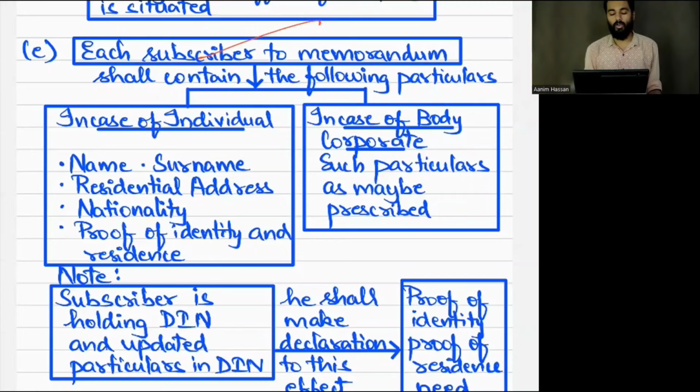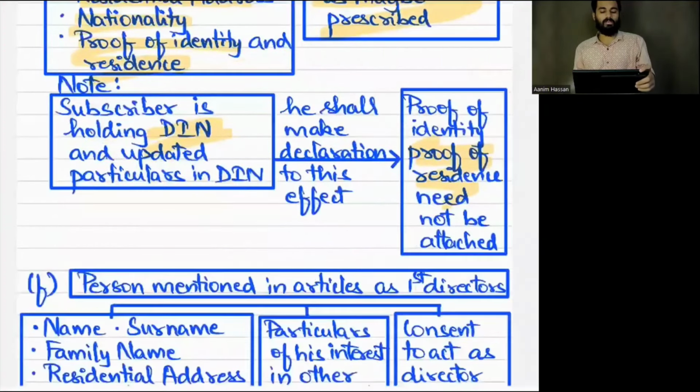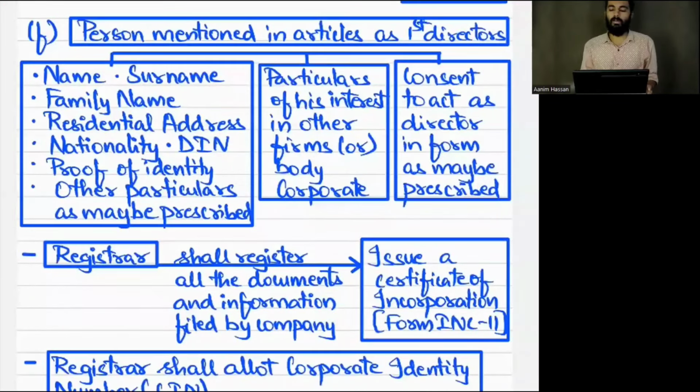Next, the subscriber will give the following particulars. What are the particulars? In the case of a body corporate, the Central Government will say what all the particulars are. But in the case of an individual: name, surname, residential address, nationality, proof of identity and proof of residence. Proof of identity and proof of residence will be given. Yes or no? Yes. If the subscriber is holding a DIN, then proof of identity and proof of residence is not required to be attached. Yes or no? Yes.